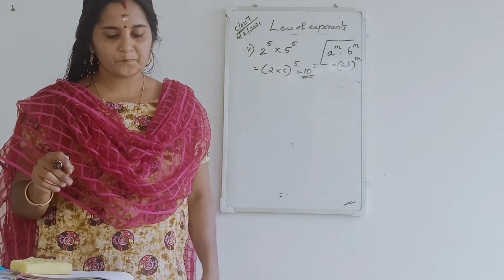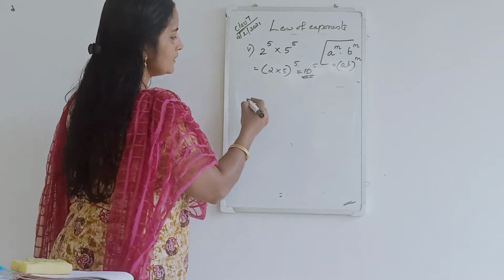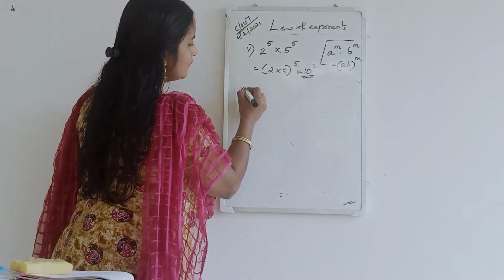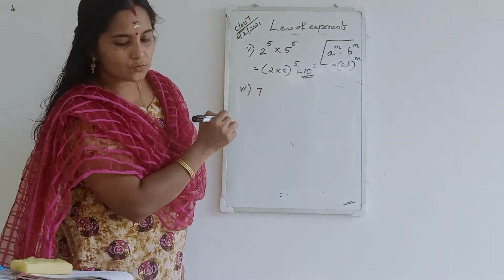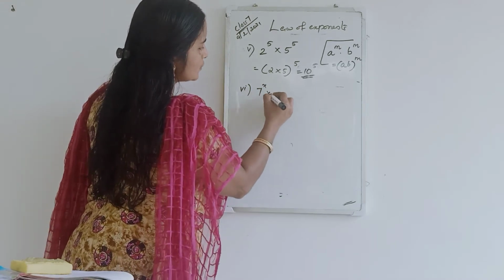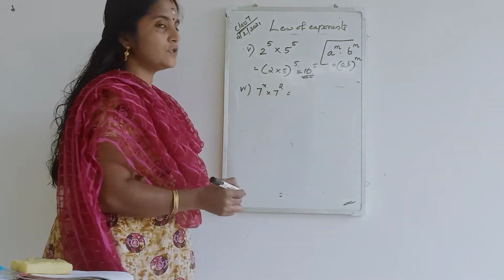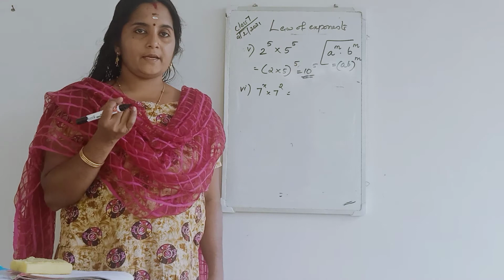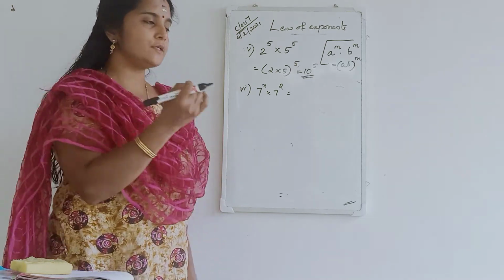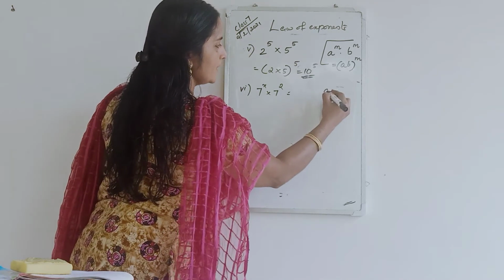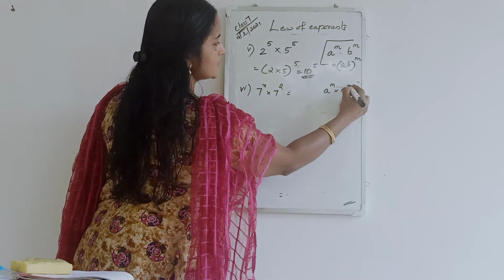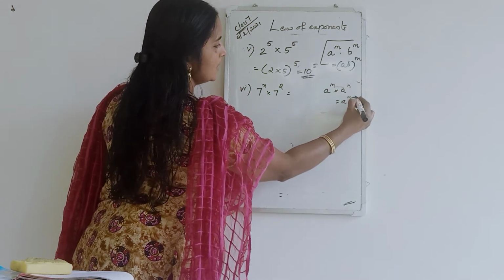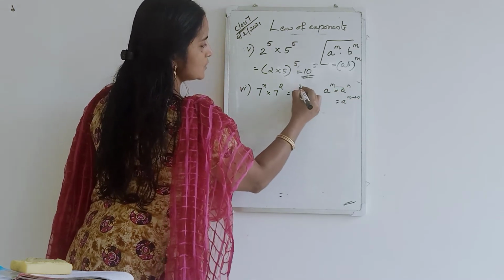Okay, another one is 7 raised to x into 7 raised to 2. Which law do we apply? a raised to m into a raised to n, that is, the bases are same. a raised to m into a raised to n is a raised to m plus n. So 7 raised to x plus 2.